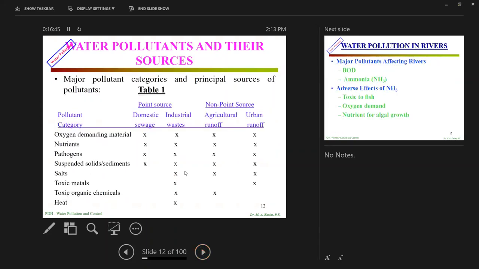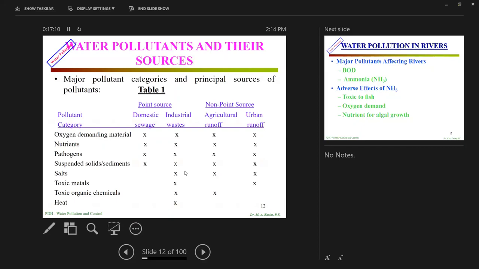So this table gives us a little bit of the different types of pollutants and where they're coming from, the sources mainly, either point source or non-point source. Like oxygen demanding materials, like most of the organics, right? So oxygen demanding materials, organics, we'll discuss more later on. So why are organics oxygen demanding? There are some non-organics that are also oxygen demanding, but organics are the most common.